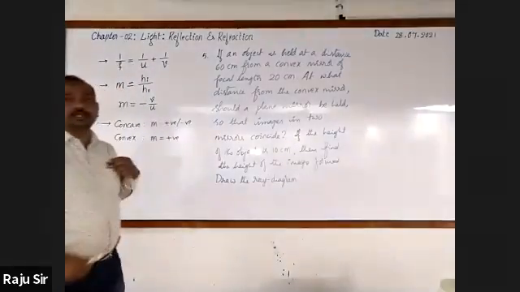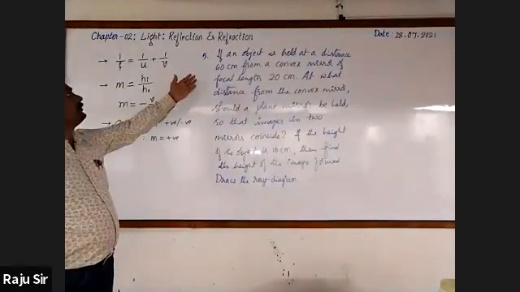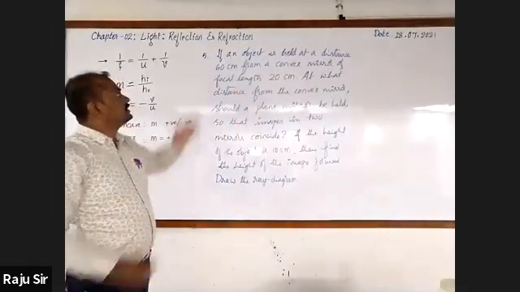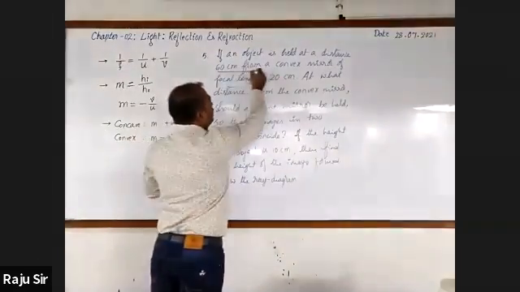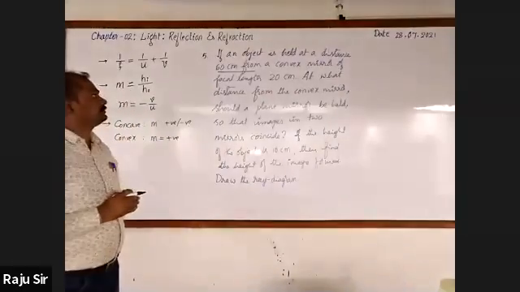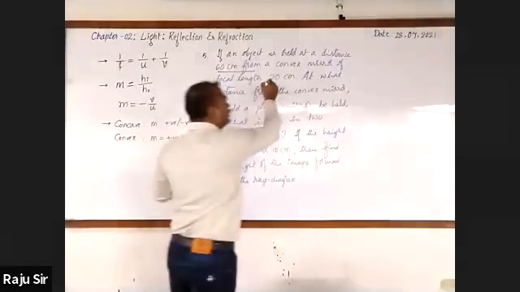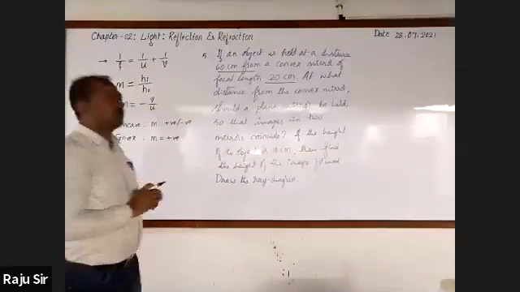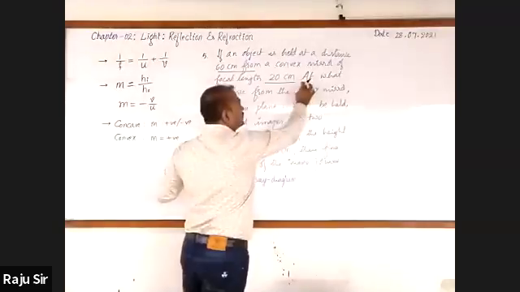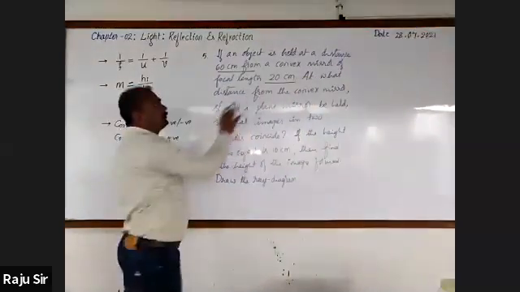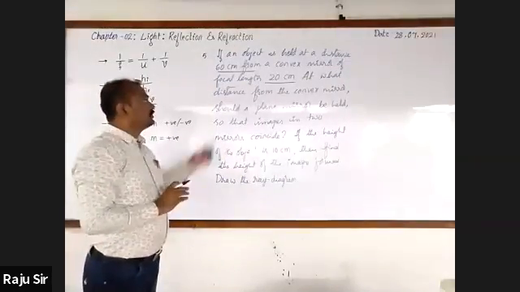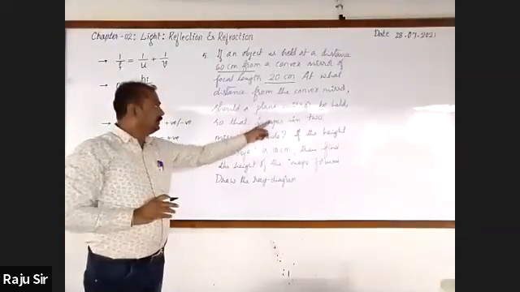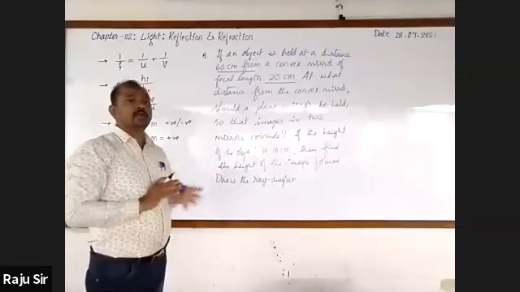Please go through the given statement. If an object is held at a distance of 60 centimeter from a convex mirror of focal length 20 centimeter, these are the two terms given. With this information, we have to find out at what distance from the convex mirror a plane mirror should be held so that the images in the two mirrors coincide.